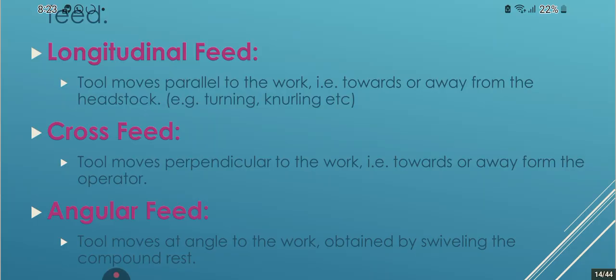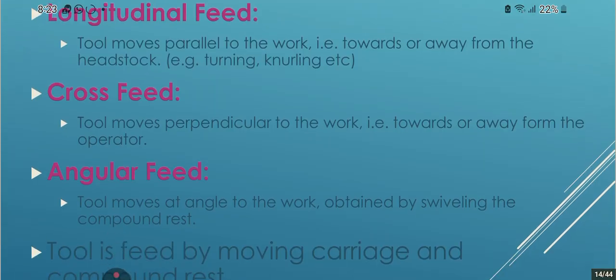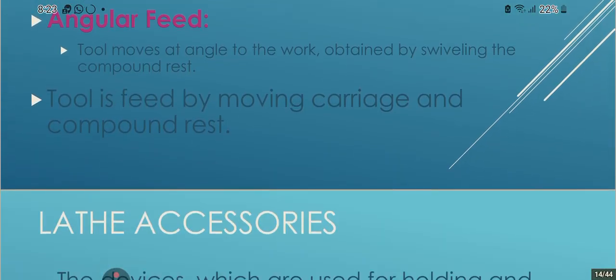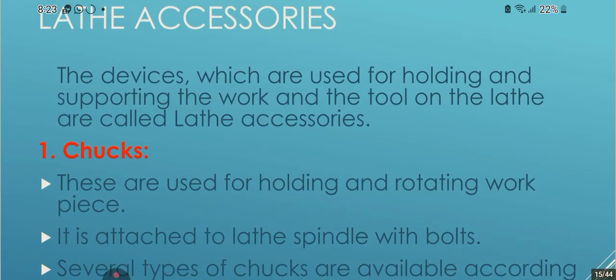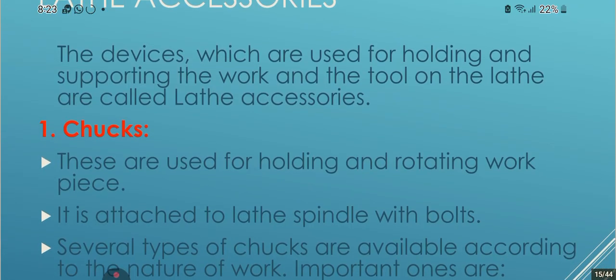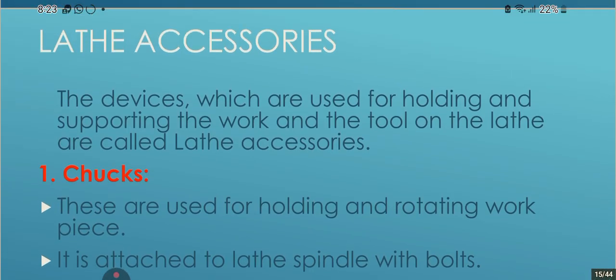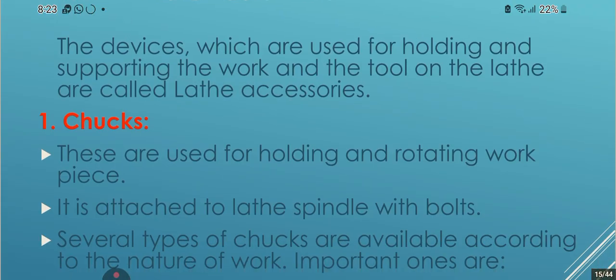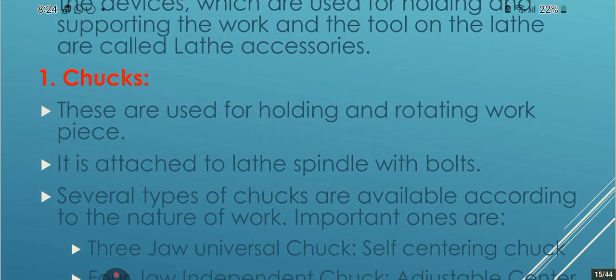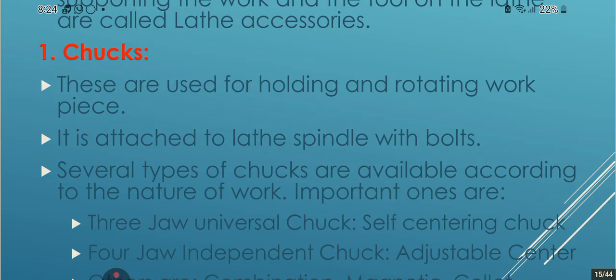Crossfade means the tool moves perpendicular to the work, towards or away from the operator. And if the tool moves at an angle, that's called angular. Lathe accessories are devices which are used for holding and supporting the work and the tool on the lathe, and are called lathe accessories. Chucks. These are used for holding and rotating the workpiece.